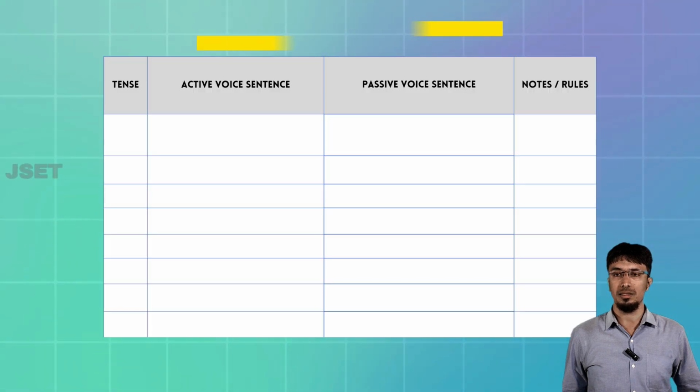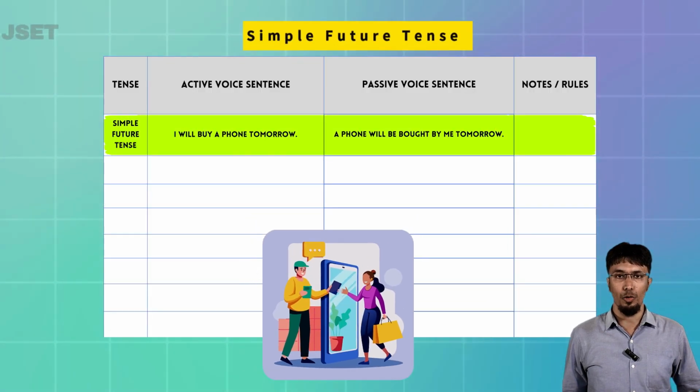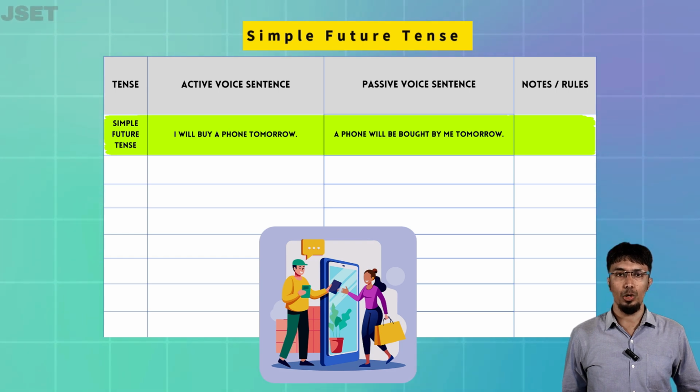The simple future tense, the last one. Again, here you have a particular format. I will buy a phone tomorrow. So this is in the active voice. Subject, verb, and then object. In passive voice, it changes to a phone will be bought by me tomorrow.